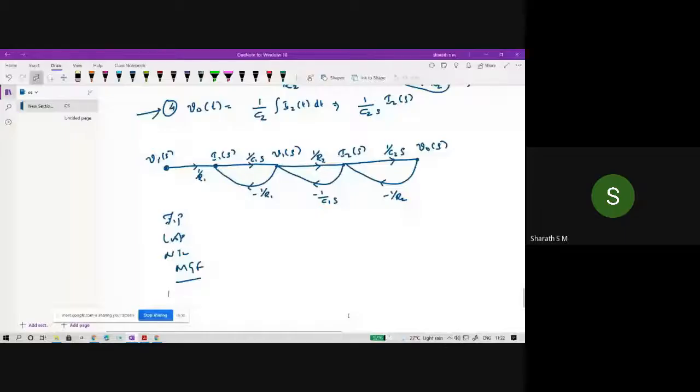So anybody having doubt regarding this problem, you can clarify now, whether it is about writing the equations or writing the signal flow graph.